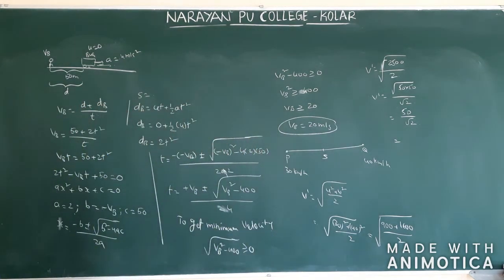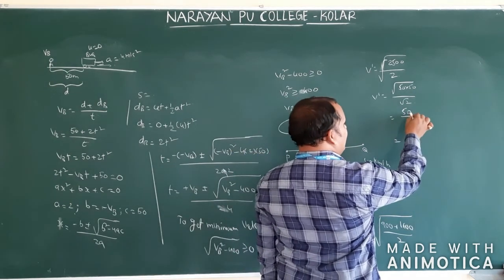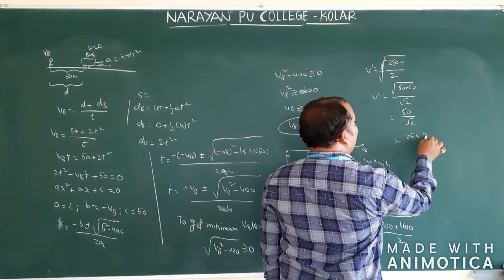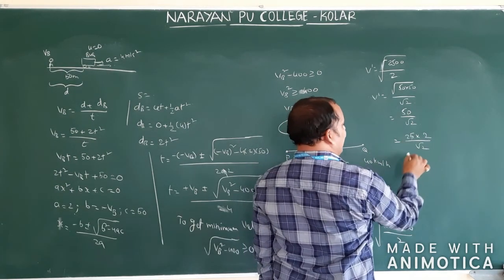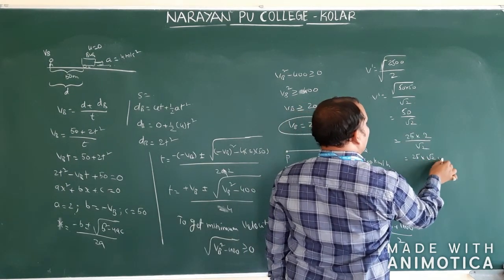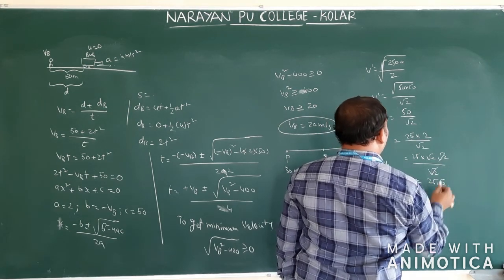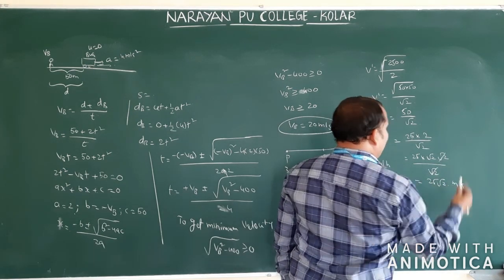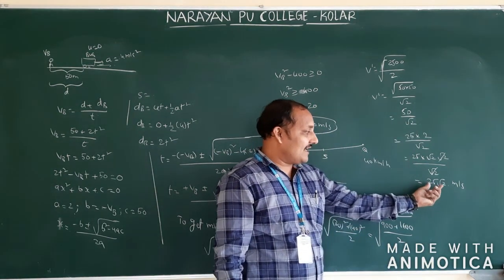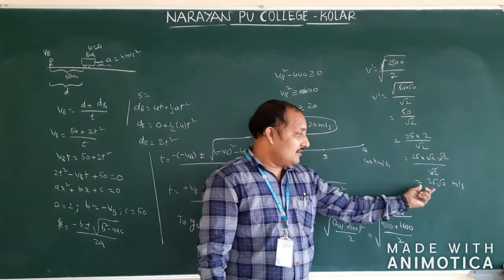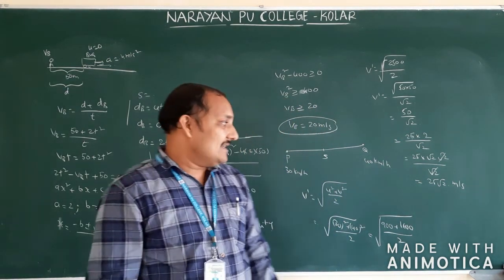Is it the answer they gave? 50 by root 2 is not there in the options. Then how to change this one? This 50 can be written as 25 into 2 by root 2. 25 into 2 is 50. This 2 can be written as root 2 into root 2, so 25 root 2 into root 2 by root 2. Therefore, 25 root 2 meter per second. Because we have to get it in terms of the options. This is the correct answer, but the option they gave is this one. Therefore, we should change according to the answer. That is 25 root 2 meter per second. Okay.